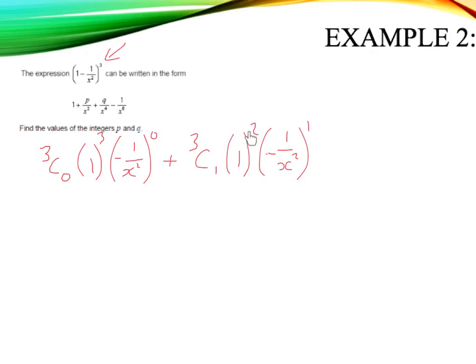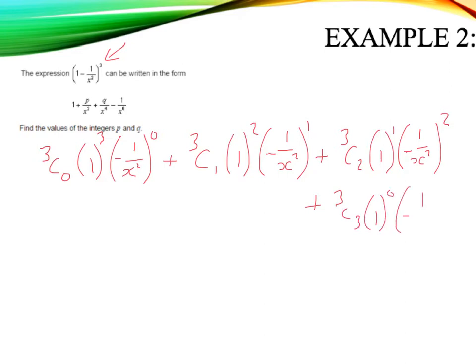Notice again that I'm making these two numbers add up to this one. The power for my 1 term goes down by 1 each time. The power of my x term goes up by 1 each time. Plus 3C2, 1 to the power of 1, minus 1 over x squared all to the power 2, plus my final term 3C3, 1 to the power of 0, minus 1 over x squared cubed. Okay, let's tidy each of these terms up then.